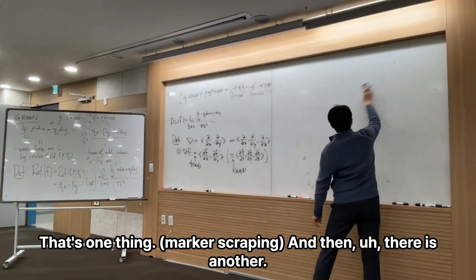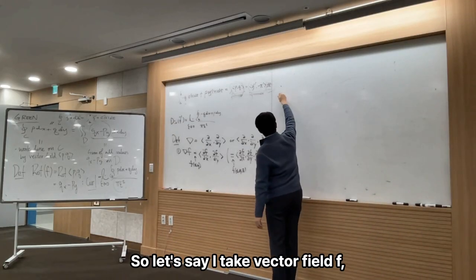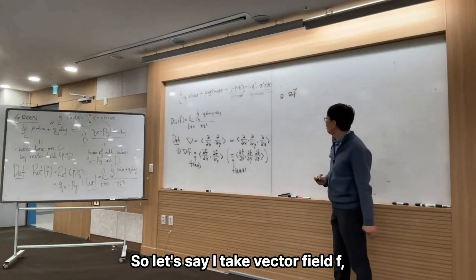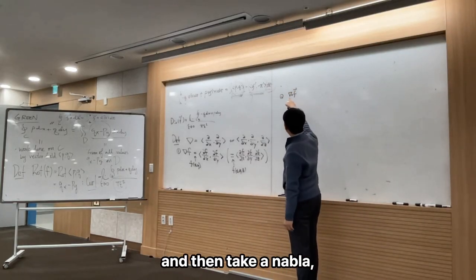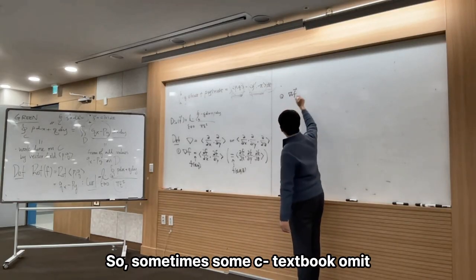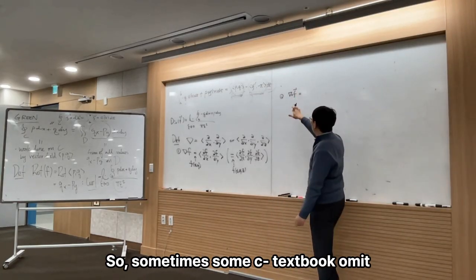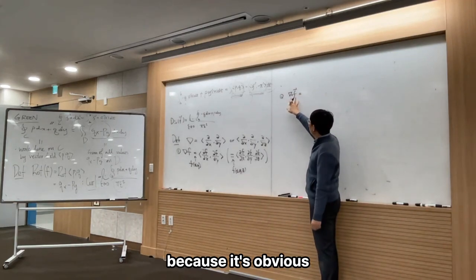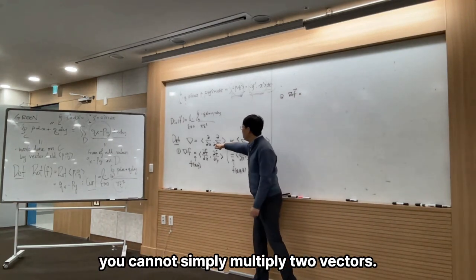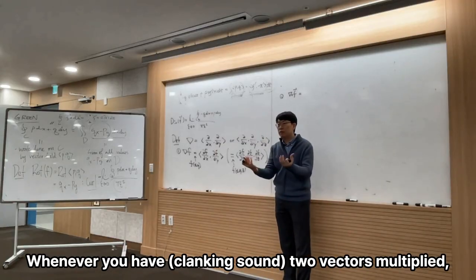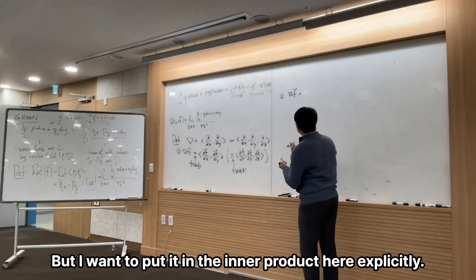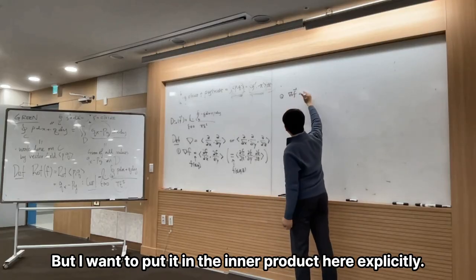And then there's another. Let's say I take a vector field F arrow in this case, and then take nabla, and then take an inner product. The notation is different. Sometimes textbooks omit this inner product symbol because it's obvious that if you have a vector field, you cannot simply multiply two vectors. Whenever you have two vectors multiplied, it has to be considered as the inner product between them. But I want to put the inner product here explicitly.